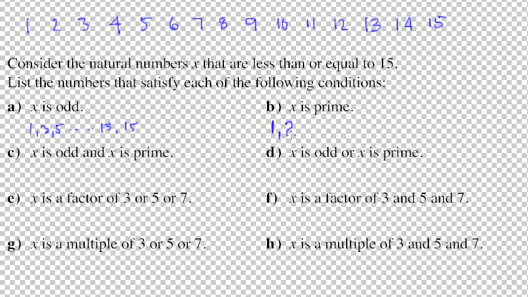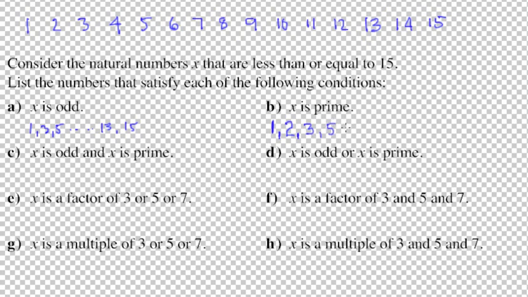2 is a prime number. It's only divisible by itself and 1. Sometimes people will argue that 2 isn't a prime number because no even number is a prime number. That's not good thinking. That's following a rule that works for every other even number, but it isn't true for 2. 3 is prime. 5 is prime.